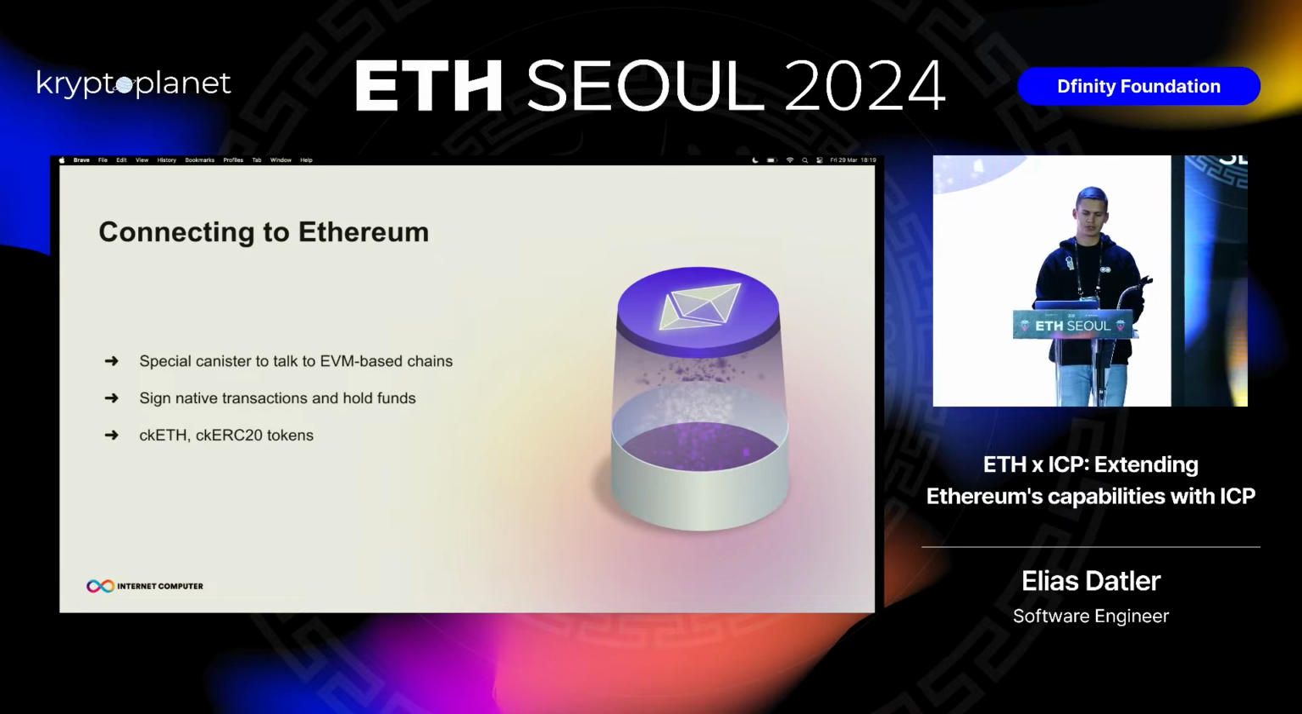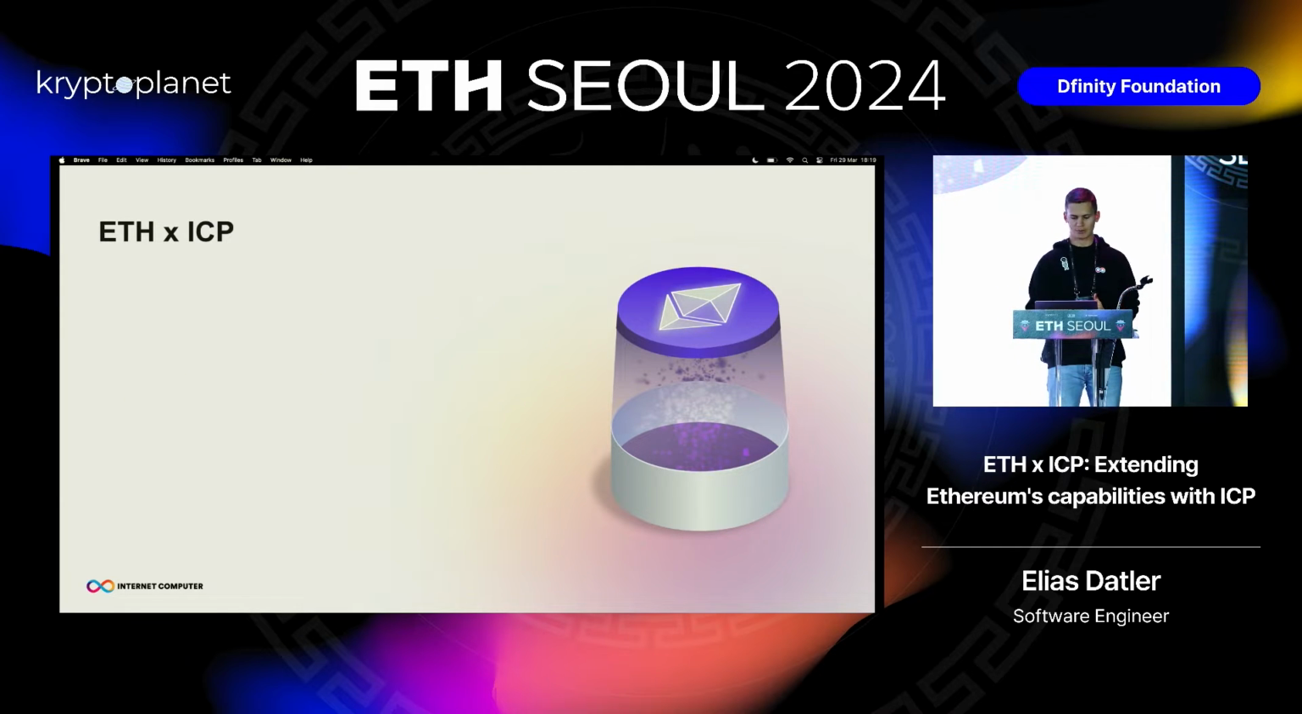And as I've mentioned, we also have those twins, CK-ETH and other CK-ERC20 tokens that live on our chain, but they're always backed one-to-one by the corresponding asset on Ethereum. And that gives you really cheap transactions.